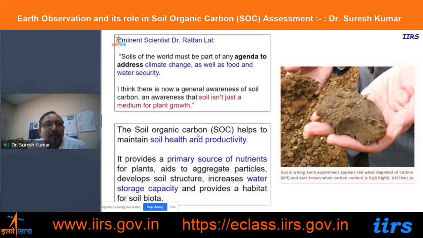That's why soil organic carbon helps us maintain soil health and productivity, and it provides a primary source of nutrients for plants. It is useful for aggregation of soil particles. It helps in developing soil structure. It increases the water storage capacity of soil and provides a habitat to soil biota. So all soil microorganisms live because of soil carbon. Soil carbon is food for them.